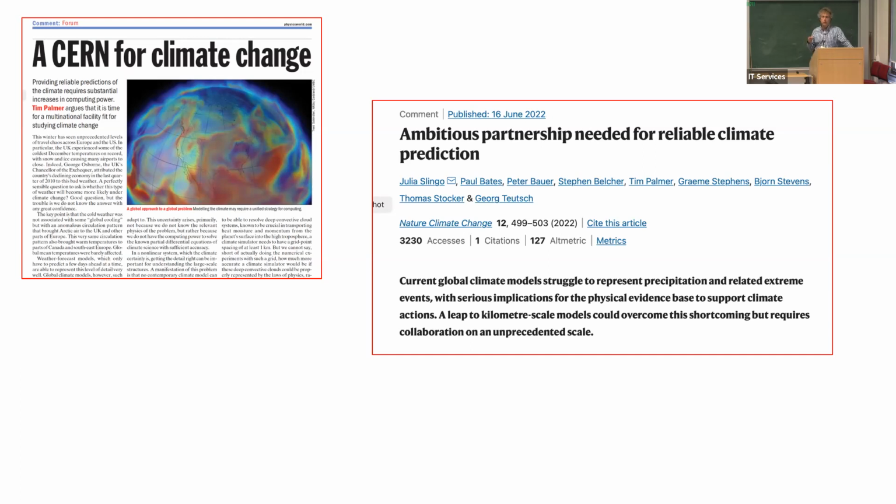We need dedicated exascale computing. We argue that the climate problem is as important as nuclear weapons testing or national security. I've sort of called for a CERN for climate change for a number of years. With my colleagues, led by Julia Slingo, who is the previous chief scientist of the Met Office, we've reiterated that call in a recent Nature Climate Change paper.